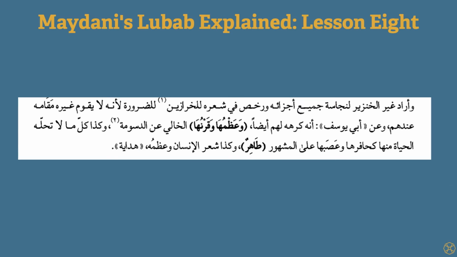Allahu a'lam. Okay, so he says وَعَظْمُهُ وَقَرْنُهُ. وشعر الميتة وعظمها, and the bones of the maita and its horns, right? Al-khali عن الدسومة, which doesn't have any sort of fat on it, because that's najis. وكذا كل ما لا تحله الحياة منها كحافر وعصبها على المشهور. Same thing with everything in which there's no life. If you were to cut it, you don't feel pain, right? Such as its hoof and its tendons, right? على المشهور طاهر, right? It's طاهر.